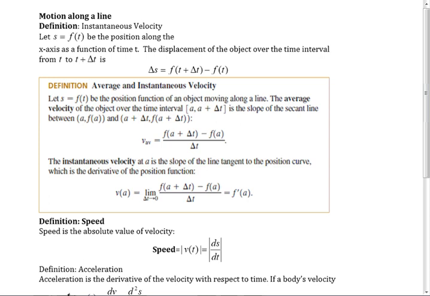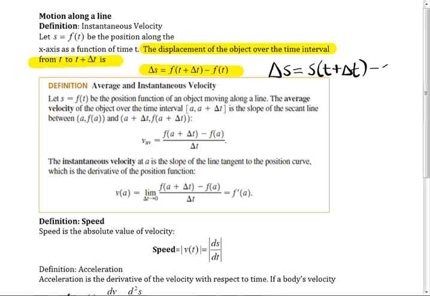But that's what it says. Now, one of the important things here, if you look at motion along the line, right up at this top line, it says the displacement of the object over the time interval is the difference in the positions. I would prefer to write that as delta S, because I think this is confusing: S of t plus delta t minus S of t. So you take your position where you begin and your position where you end and subtract them. We'll get to distance and displacement later on.